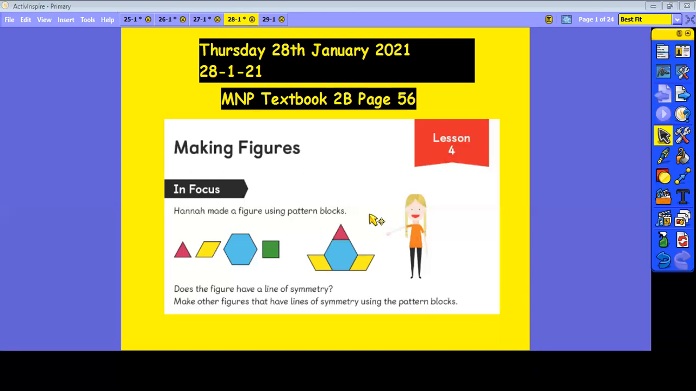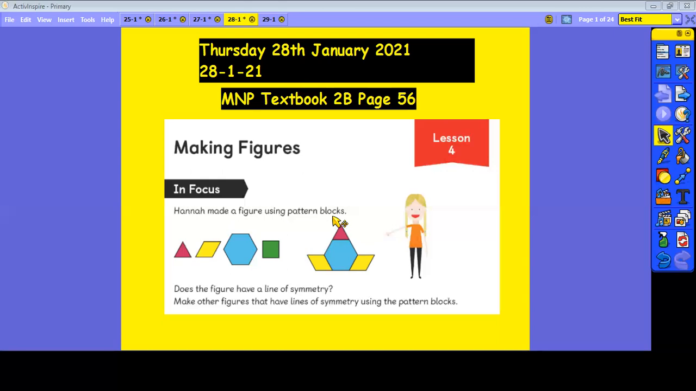The figure is just this picture here that Hannah has made out of some shapes. She's made this figure out of some of these 2D shapes. The new figures that she and other children make in this lesson, we have to look at closely to find out if they have lines of symmetry. Let's work through this in the focus task together.